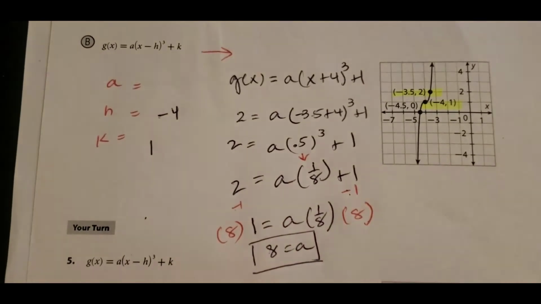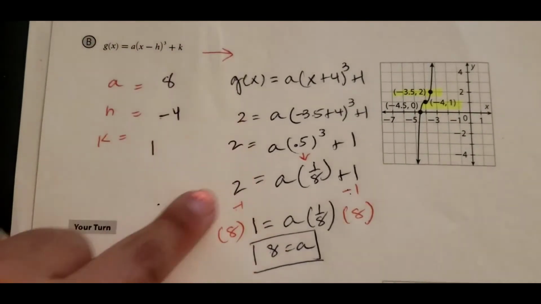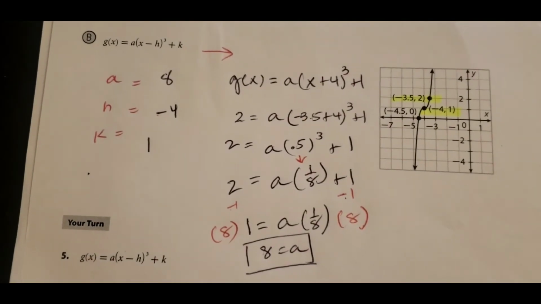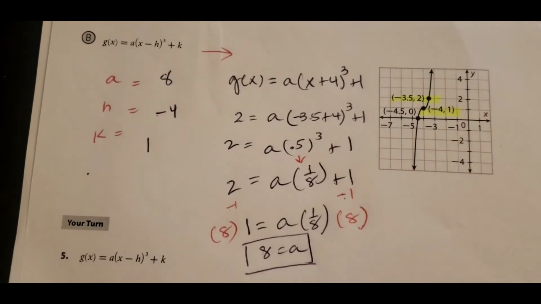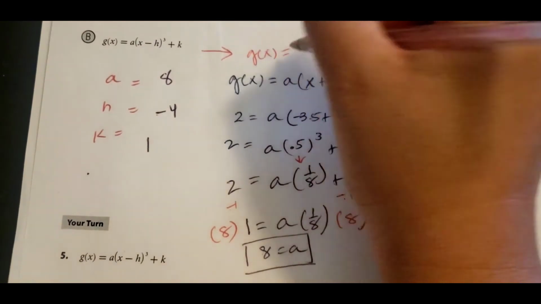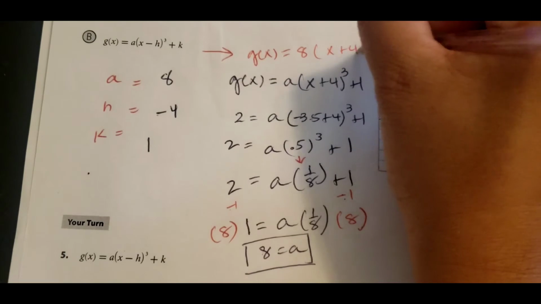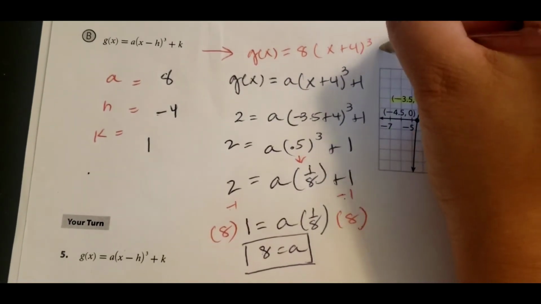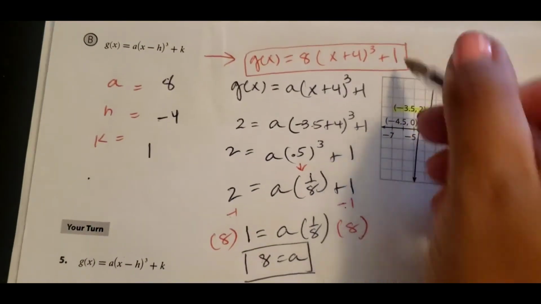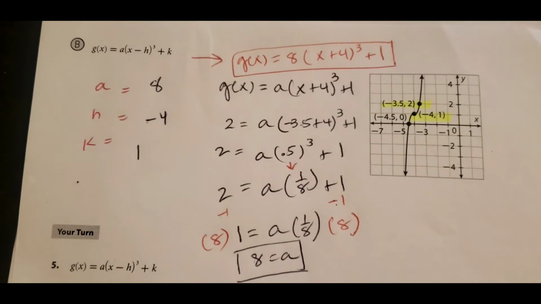Okay. So now that I found my a value, again, you have everything that you need. It's just a matter of giving me the function. So here we go. My function should be g of x equals 8 times the quantity of x plus 4 cubed plus 1. And that's it. So just box or circle your answers. Okay? Awesome.